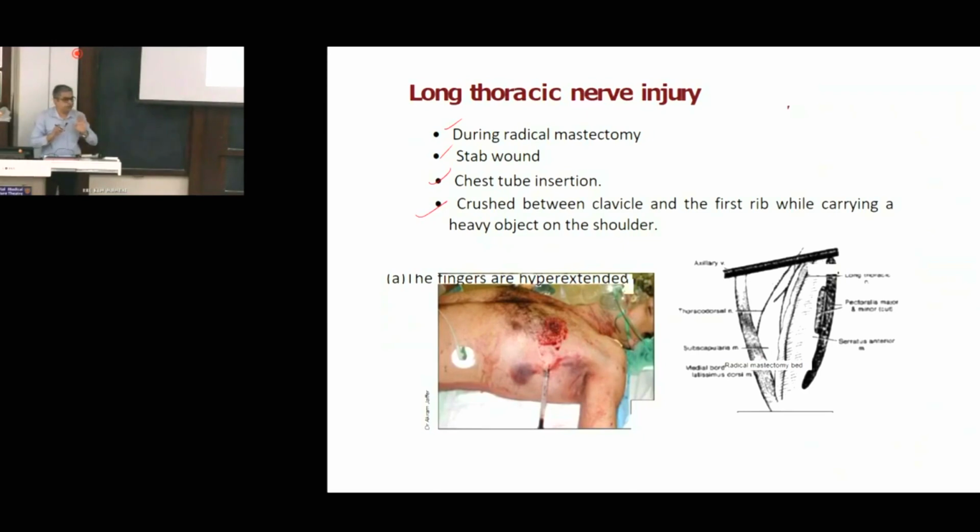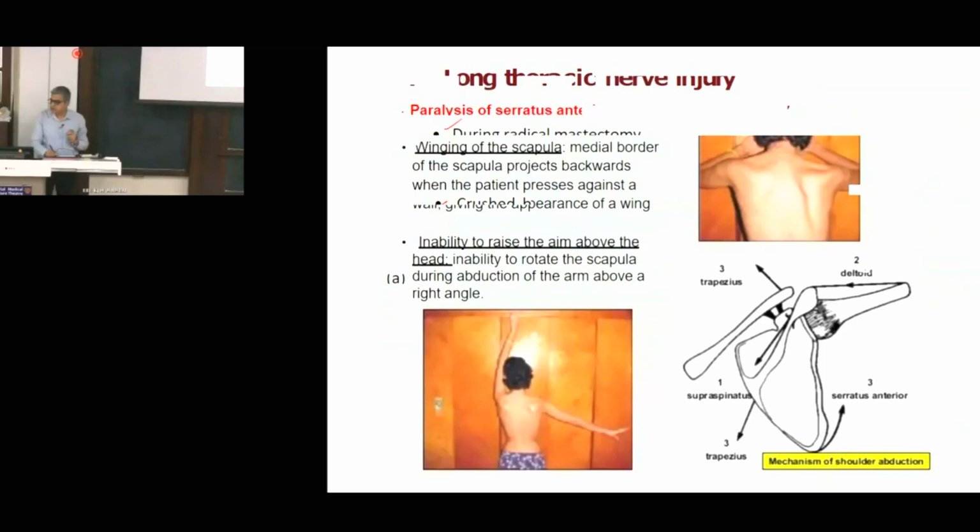The deformity is seen when the person tries to push: the medial side of the scapula becomes prominent. That is winging of the scapula. Here you can see the winging of the scapula. The medial edge of the scapula is elevated and overhead abduction is not possible, because without the serratus anterior this rotation is not possible.